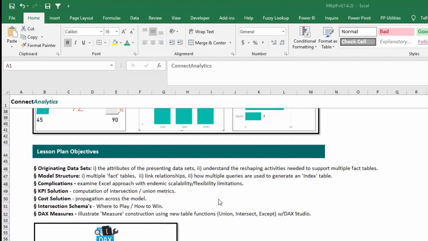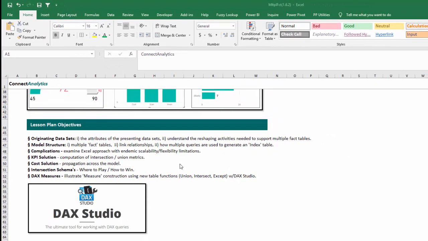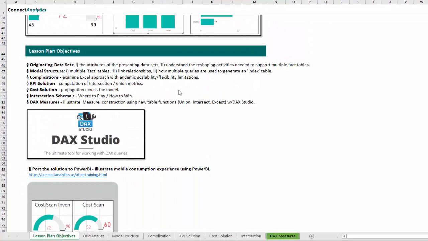Okay, the lesson plan objectives. We're going to start with the originating data sets so we can familiarize ourselves with the presenting attributes. We're going to look at the model structure that we're going to be using to pull this together. We're going to examine the complications of the standard approach. And then we're going to look at the KPI solution, which are the intersection union metrics. And then we're going to look at an analogous but slightly different issue, which is, all right, so how do we build cost into that model to enable propagation of costs across the environment?